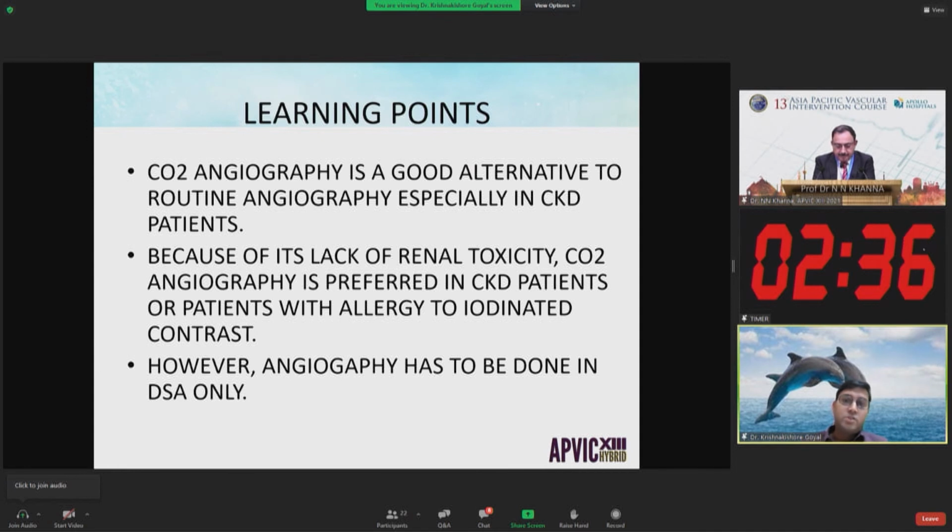So CO2 angiography is a good alternative to routine angiography, especially in renal patients. Because of its lack of renal toxicity, CO2 angiography is preferred in CKD patients or patients with allergy to contrast. However, the most important point in CO2 angiography is that it has to be done in DSA only, and with the side effect of pain sensation. A lot of pain sensation is there.